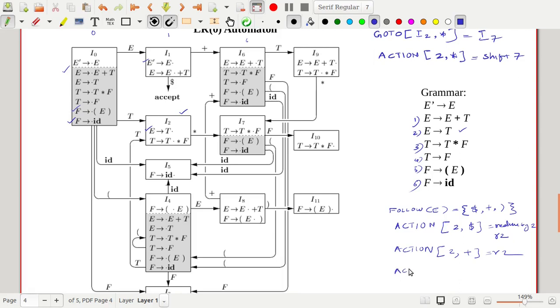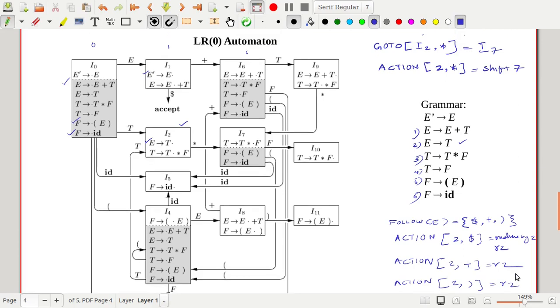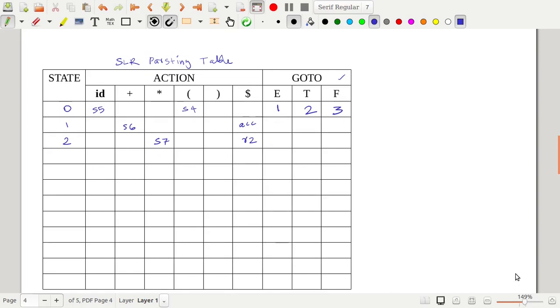Then action of 2 comma this bracket is equal to R2. Plus, in the case of right bracket, we have to put R2. So here R2. So this is the action part.